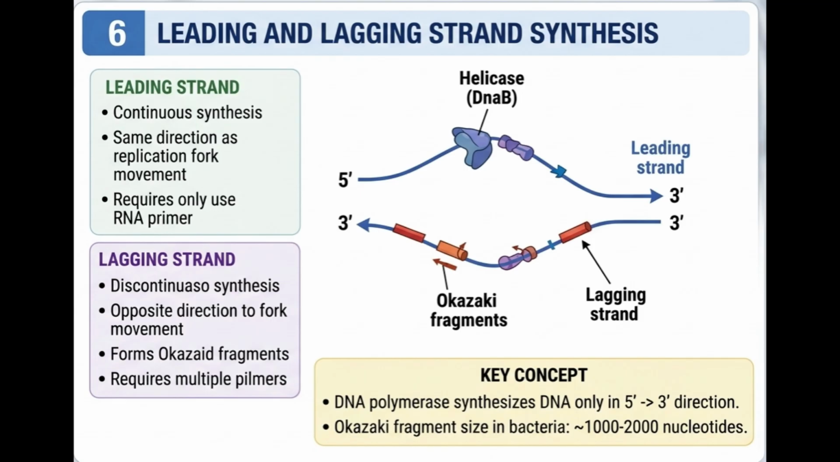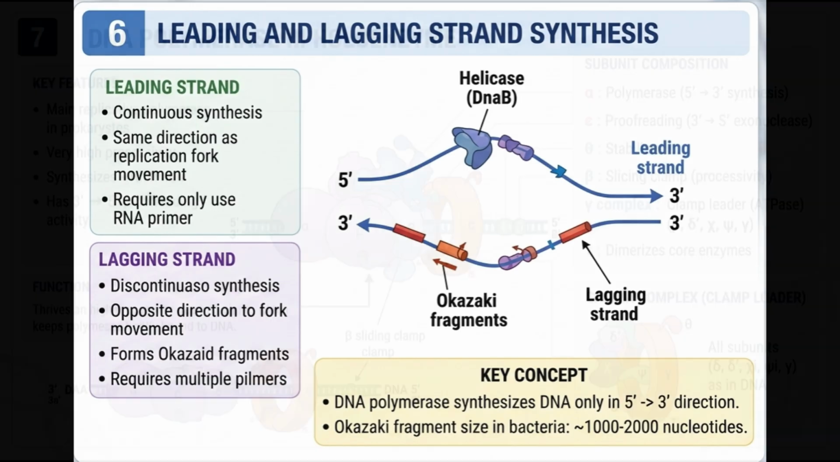The continuously synthesized strand is called the leading strand. It grows in the same direction as replication fork movement and requires only one primer. The lagging strand grows opposite to fork movement and is synthesized in short fragments called Okazaki fragments. Each Okazaki fragment requires a separate RNA primer. In prokaryotes, Okazaki fragments are approximately 1000 to 2000 nucleotides long.